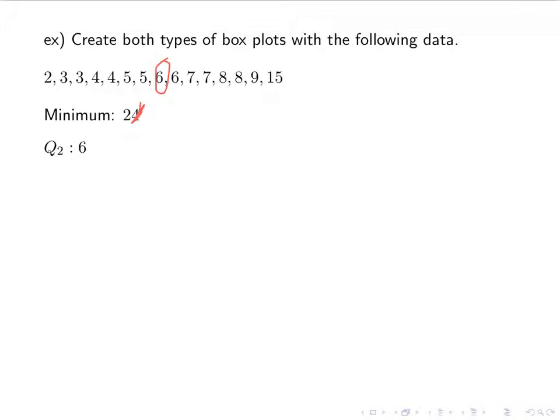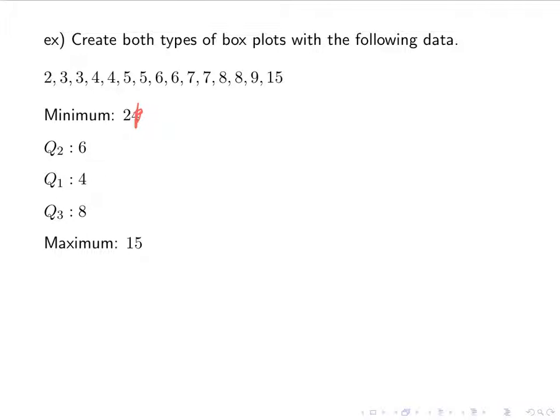So here's the middle. To find Q1, we look at the middle of the remaining numbers below it. There are 7 of them, and the middle is this 4 right here. So Q1 is 4. To find Q3, again, here is the median. The middle of the remaining numbers bigger than Q2 is 8. So Q3 is 8. The maximum is 15. All right, the minimum and the maximum are the easiest ones to find.